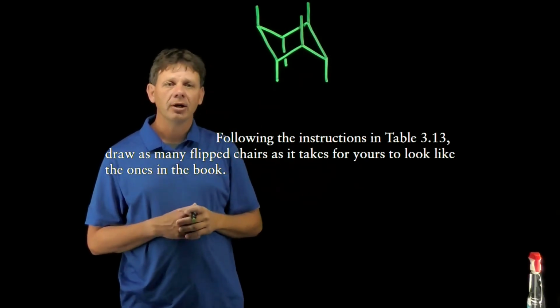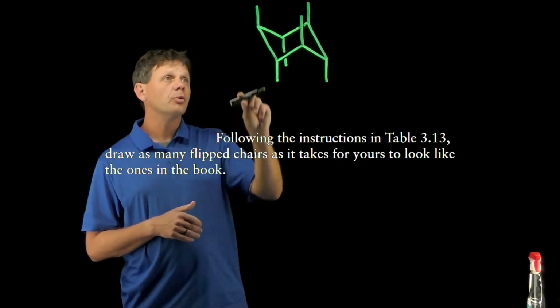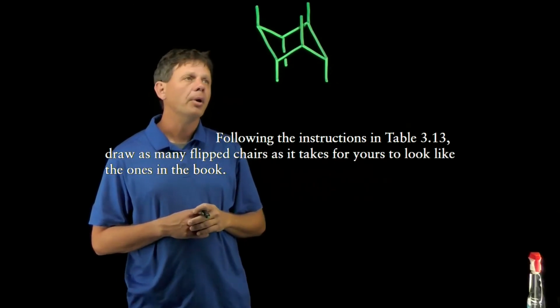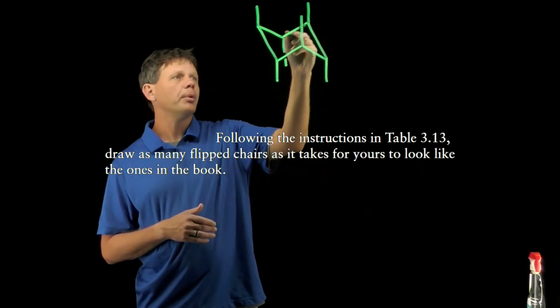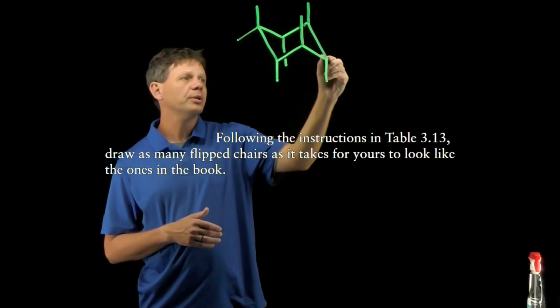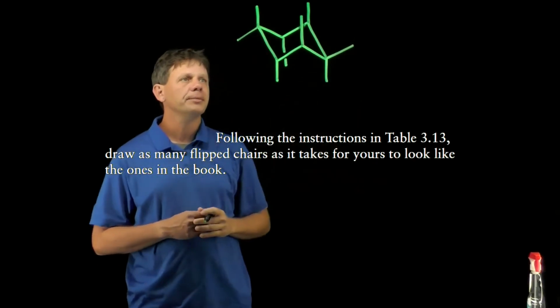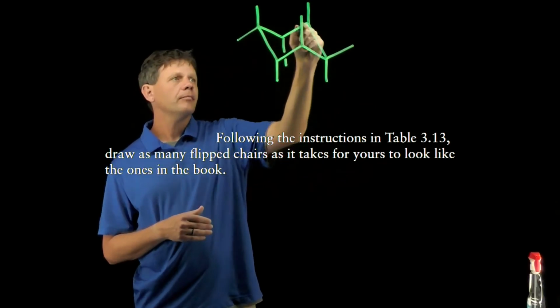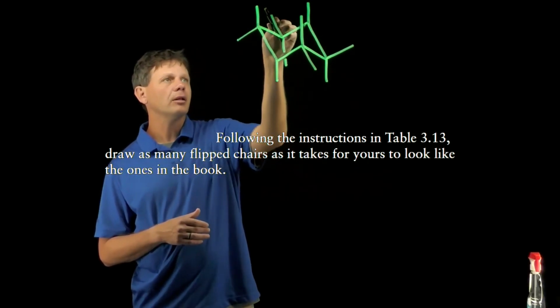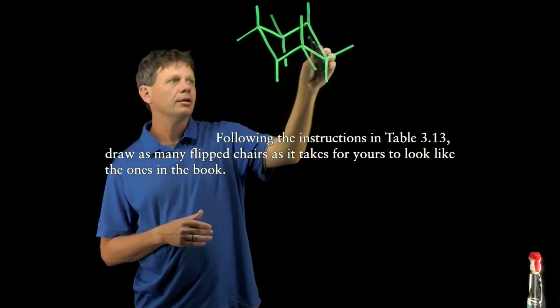We're now ready to put in our equatorial substituents. Each equatorial substituent is going to be aligned with some bond in the ring. So these two bonds in the ring are going to be parallel to this equatorial substituent and this equatorial substituent. These here are going to be aligned with this one and this one. So we've got parallel lines here, here, here, and here.